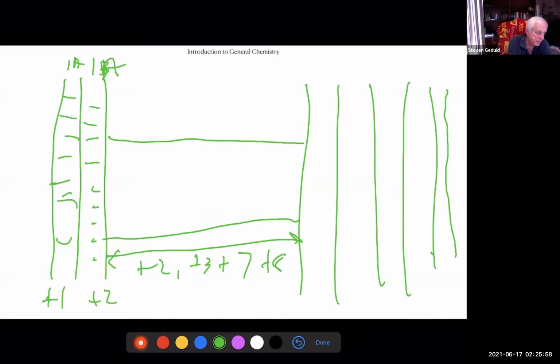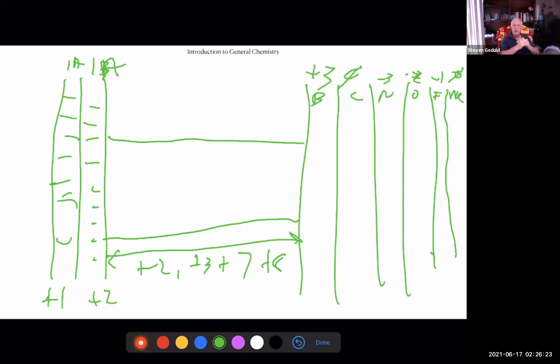The boron column will have +3. These ones are neutral right here. That's your carbon. They put carbon up here, boron here, and then nitrogen, oxygen, fluorine, and then neon or helium. These would be -3, -2, -1, and 0. That is your noble gases.